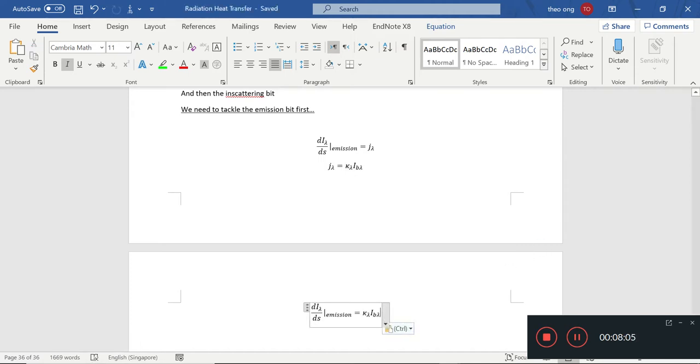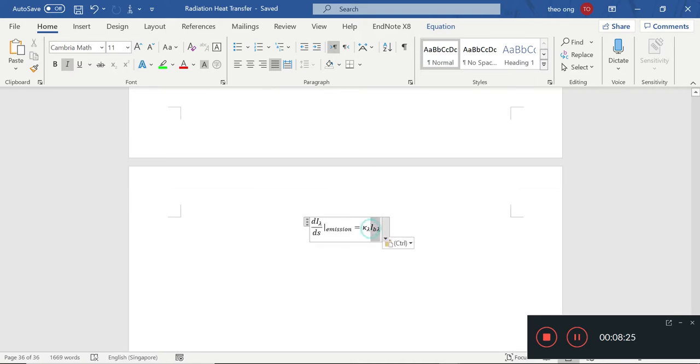So emission is controlled by black body temperature, I mean the black body radiation. If a system is hotter, that means it should emit more radiation, right? As we know, IB lambda equals pi times EB lambda equals pi n squared sigma T to the fourth, if you still remember that formula.